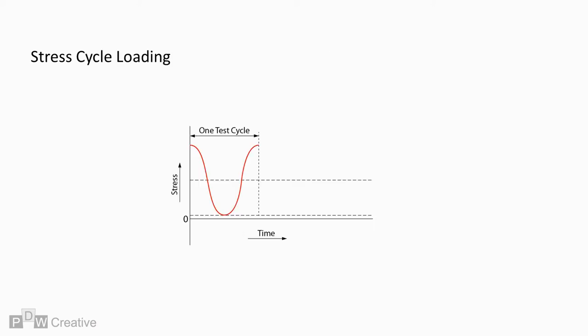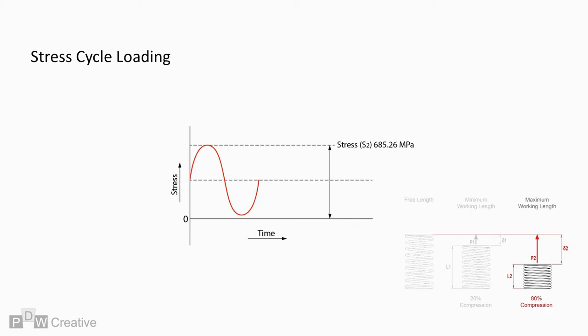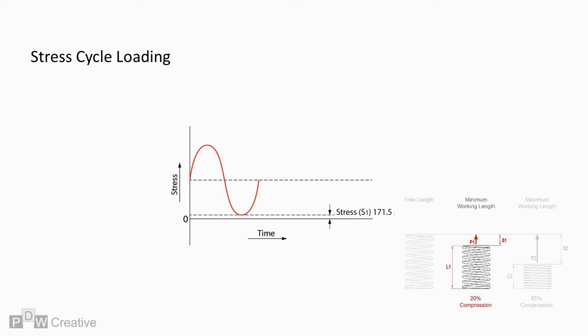A single compression from the longest working length to the shortest and back again is considered one test cycle. During the cycle, a stress waveform appears as shown, tracking the compression of the spring. Stress is positive throughout the cycle as the spring remains under load at both working lengths. Stress peaks at the maximum working length, in this case at around 685.26 megapascals. Lowest stress in the waveform occurs at the minimum working length, in this case at around 171.5 megapascals.